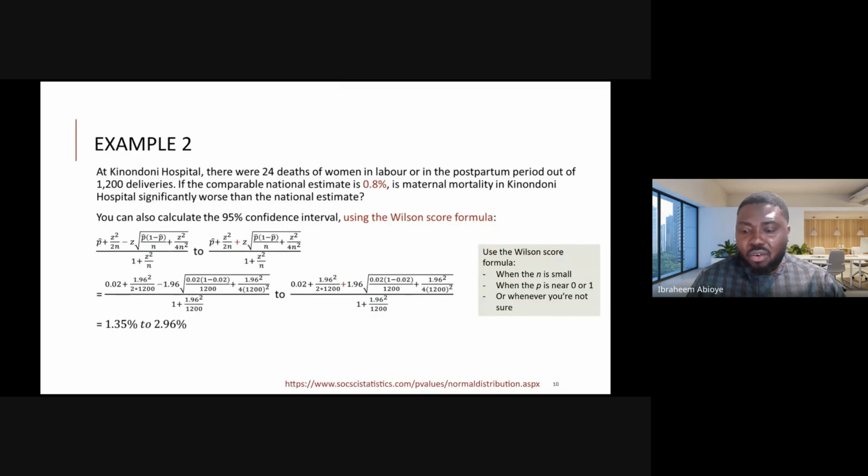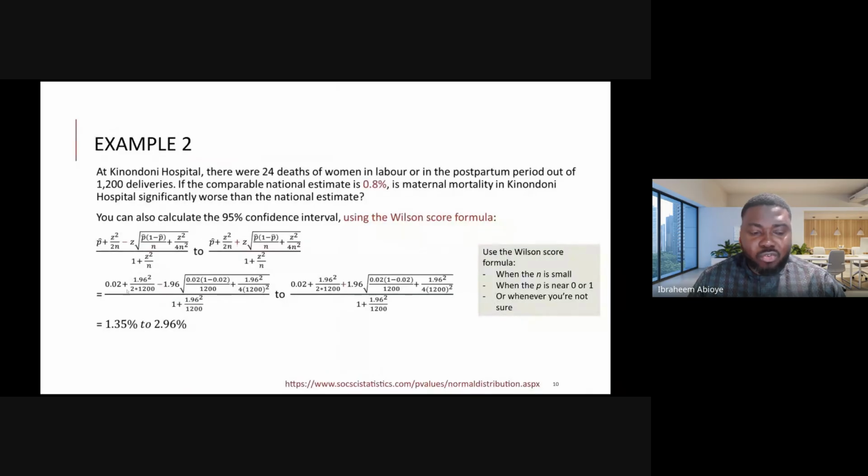And this Wilson score formula is what we want to use whenever the n is small, right? Instead of 1200, maybe it's 43 or 19. When the p is near 0 or 1, so in this case, the p we have is 0.8%, right? Or maybe if we had gotten something like 99% instead, or just whenever you're not sure, you should use the Wilson score formula.